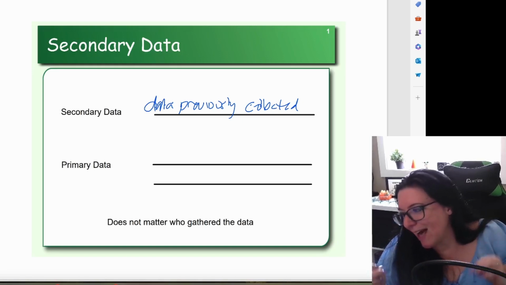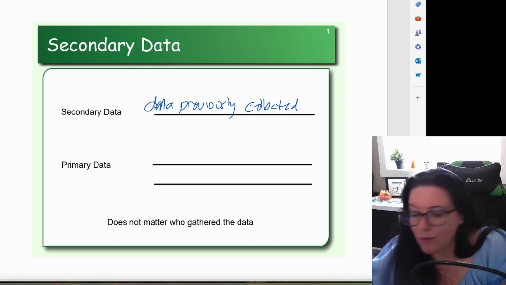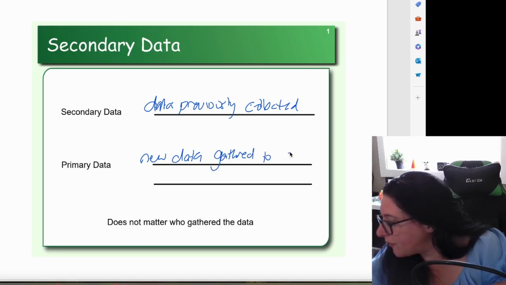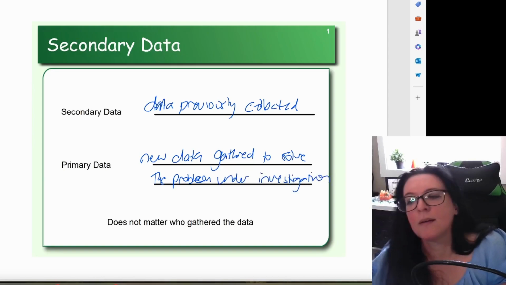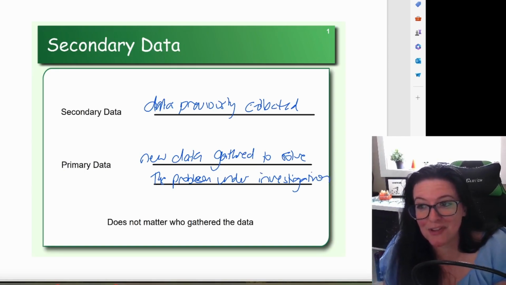So that's secondary data, data that's been previously collected, as opposed to primary data, which is new data, which is gathered to solve the problem under investigation. So if you're collecting data specific to your research problem, then it's primary data. If you're using data that someone collected for some other purpose, then it is secondary data.